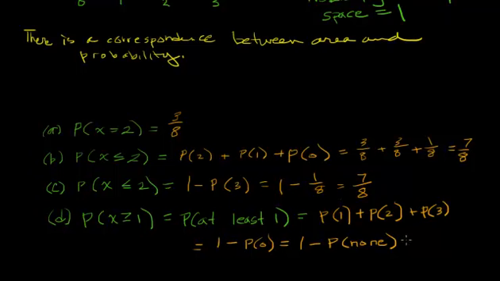Okay, so let's get the answer to this. 1 minus, and what was the probability of none? 1/8. So we get 7/8 for this answer. Okay, so that's a very simple example of a discrete probability distribution.